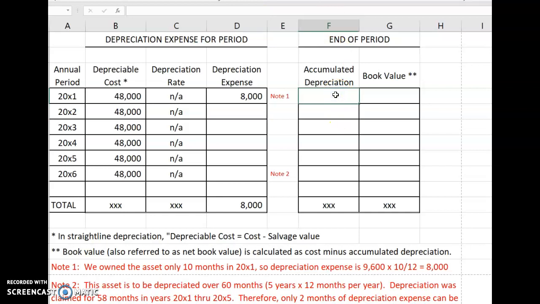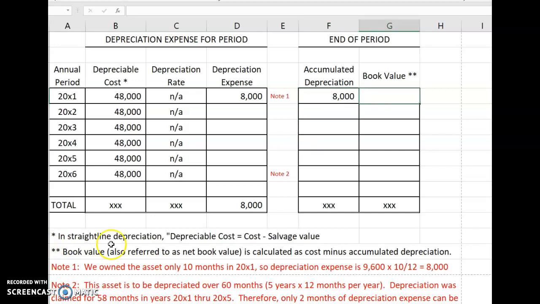Accumulated depreciation is the amount of depreciation that we've claimed over the life of that asset. Accumulated depreciation will get bigger every year, and it's calculated as beginning accumulated plus current year's expense. Well, this is the first year we've owned this asset. Beginning accumulated depreciation is 0. Therefore, 0 plus $8,000, accumulated depreciation at the end of the first year is $8,000.